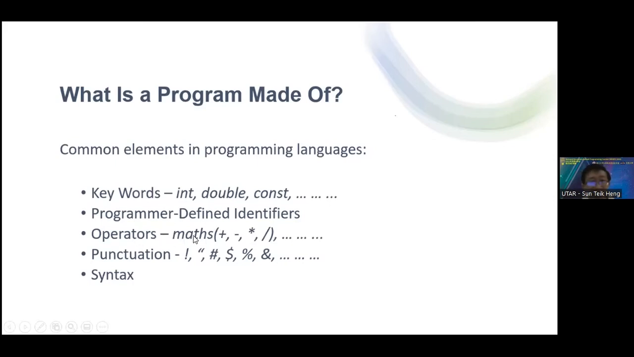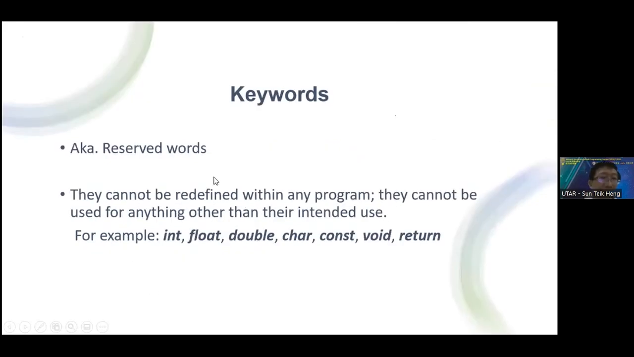Then we also have operators, mathematical operators like the plus, minus, multiply, divide, and so on, punctuations, and finally the syntax of your program. So keywords are the reserved words, like for example int, float, double, char, const, void, and return. I will let you know the meaning of each of these reserved words later on when we continue with our presentation. So you cannot simply use them.